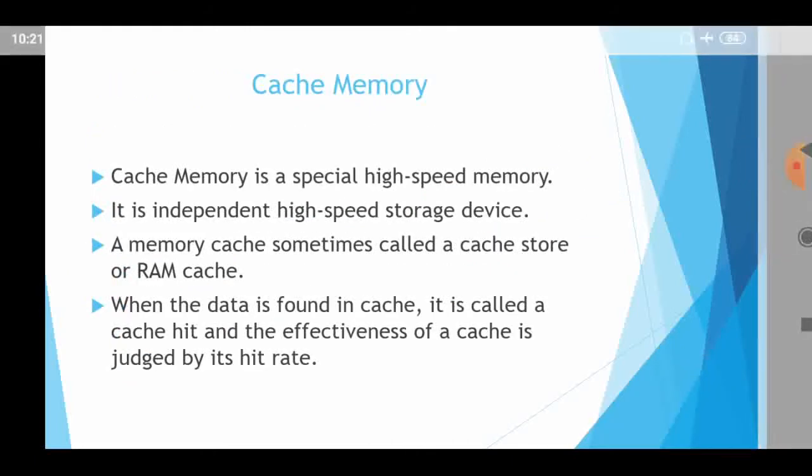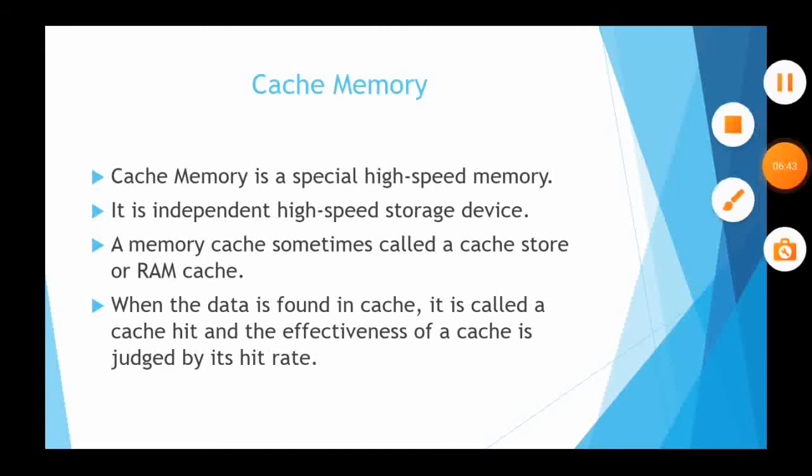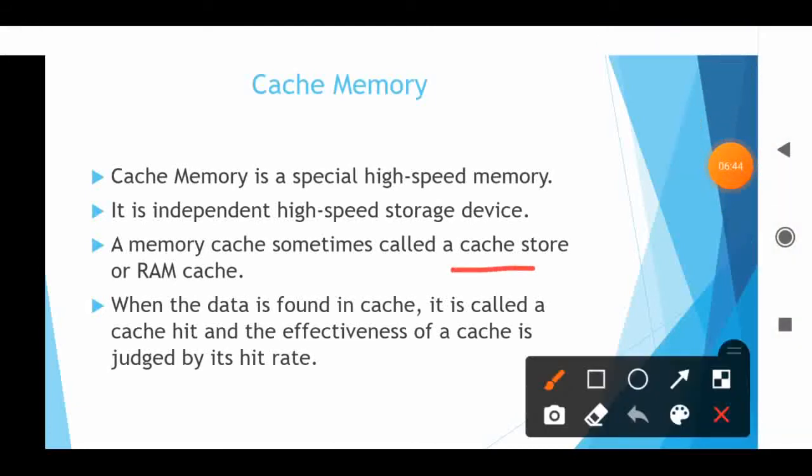Okay. The next memory is cache memory. Cache memory is a high speed memory where we can store our data. It is an independent high speed storage device. Cache memory is sometimes called as what? Cache storage or RAM cache.